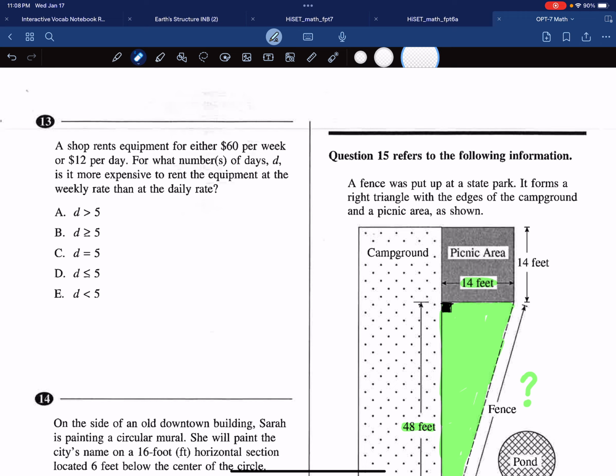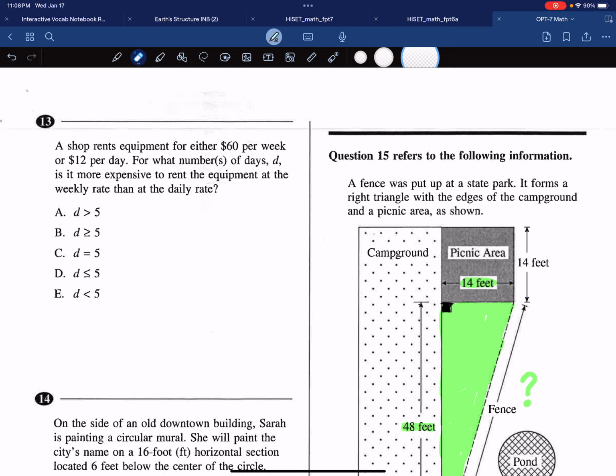A shop rents equipment for either $60 per week or $12 per day. For what number of days, D, is it more expensive to rent the equipment at the weekly rate than at the daily rate? Now, if you know how to work with inequalities, you can just go ahead and do this one. Just set up an inequality and solve it.